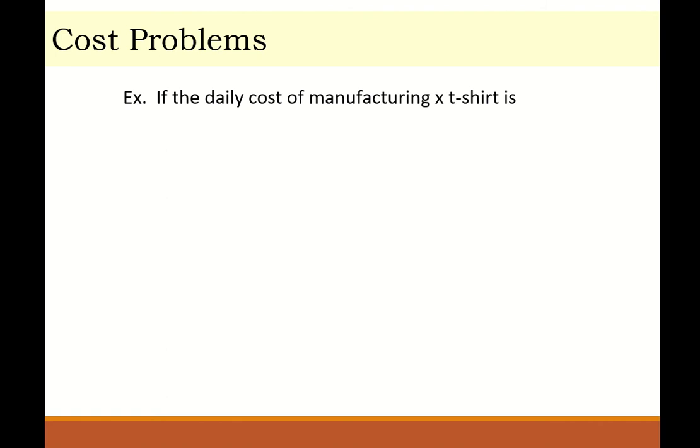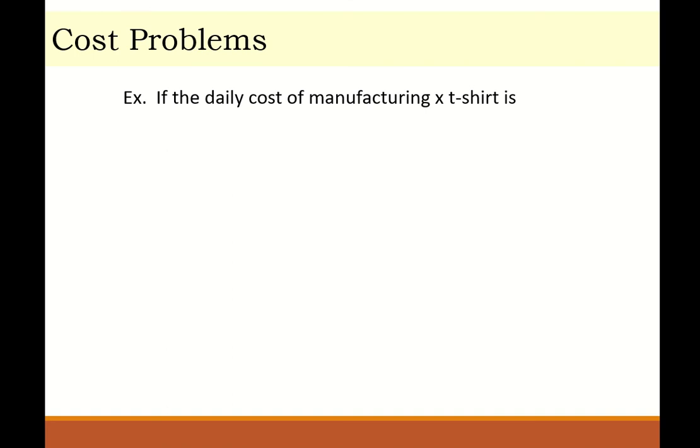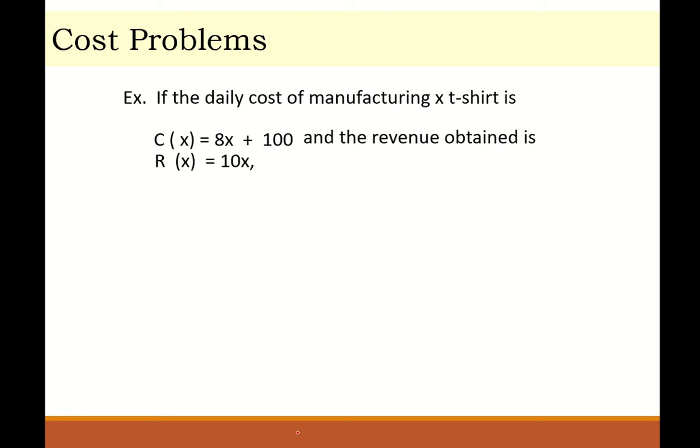So another problem, that is a cost problem. Another cost problem. Okay, so if the daily cost of manufacturing X number of t-shirts is given by this function, cost as a function of X equal to 8X plus 100. So we're given the cost function here in manufacturing X number of t-shirts. So daily cost, so it is a cost function. And the revenue obtained is R of X, or R as a function of X, meaning revenue as a function of X is equal to 10X. Then we have to find the daily profit function and also the break-even point.